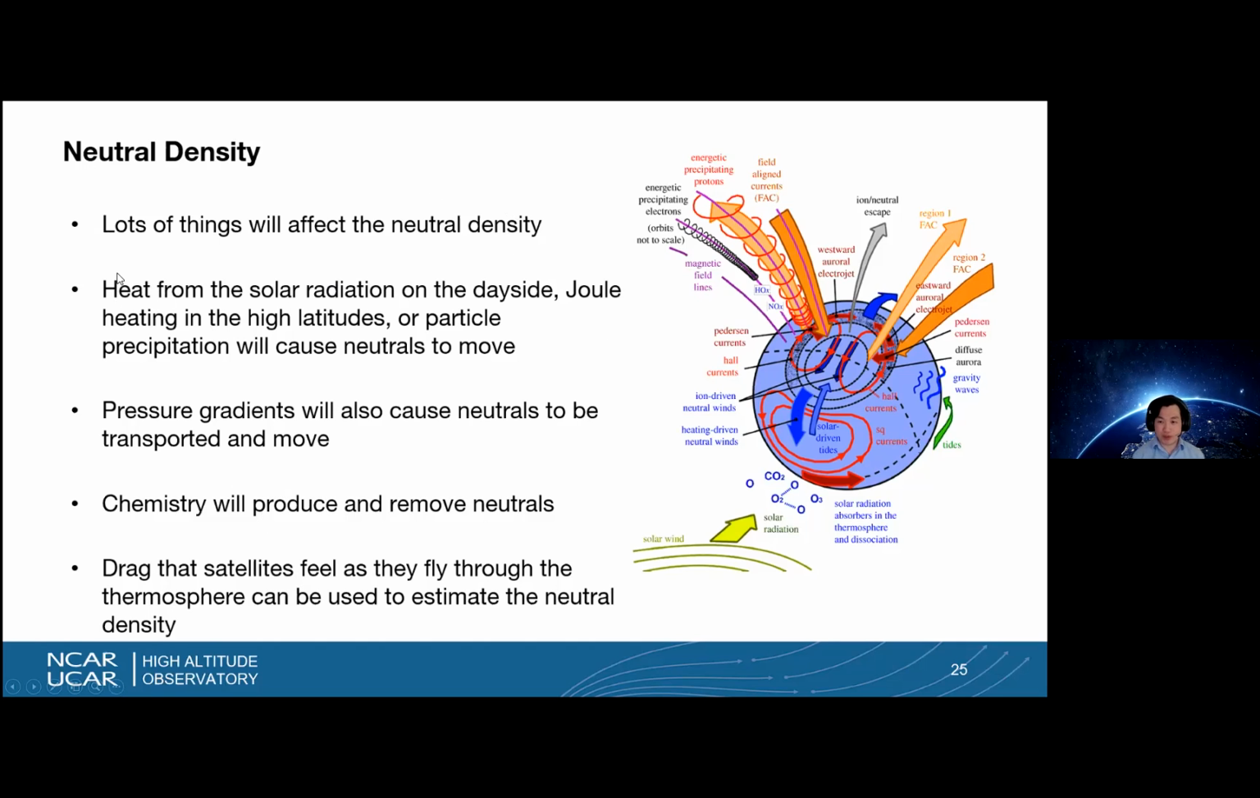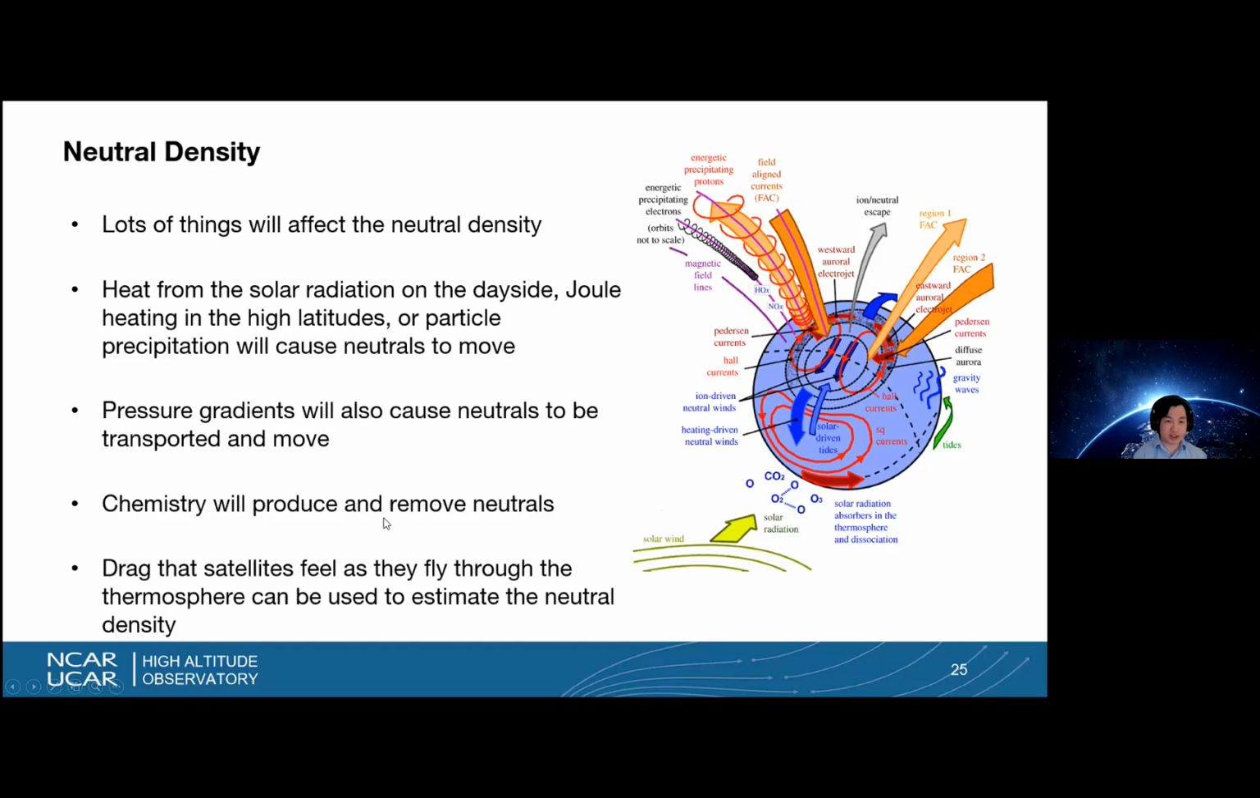You have heat from solar radiation on the day side. You have Joule heating in the high latitude from the magnetosphere. You have particle precipitation from the magnetosphere that can ionize and heat up the thermosphere. You have pressure gradients within the thermosphere that can cause neutrals to be transported and move away and into other regions. So there's a lot of transport that happens.